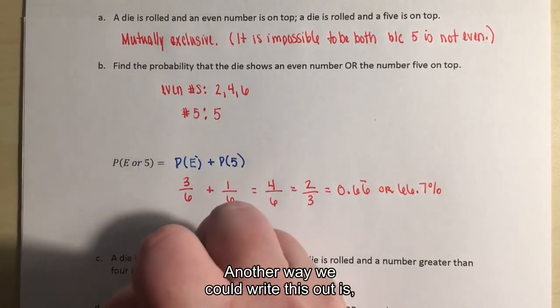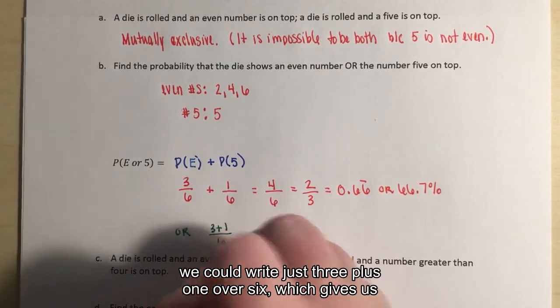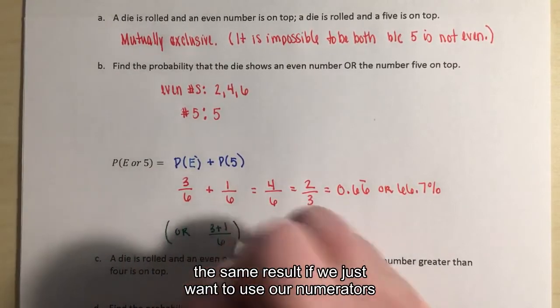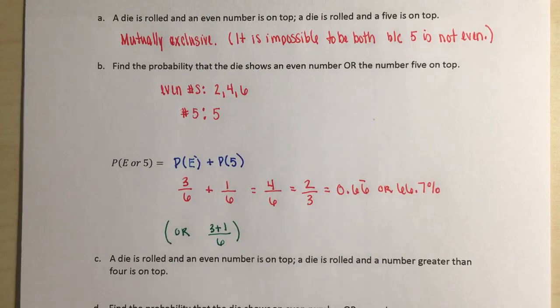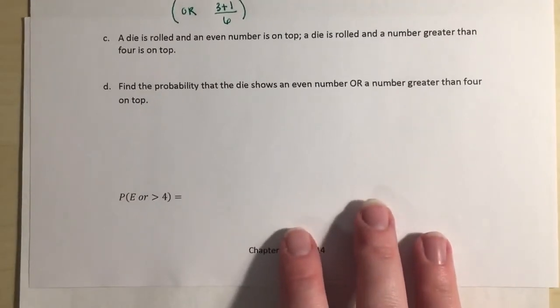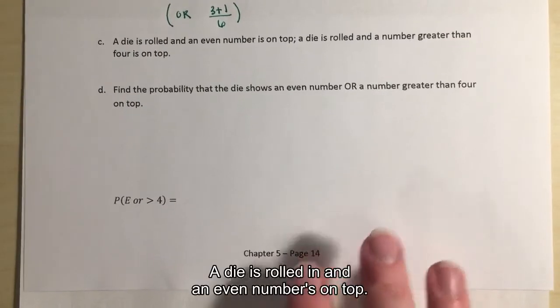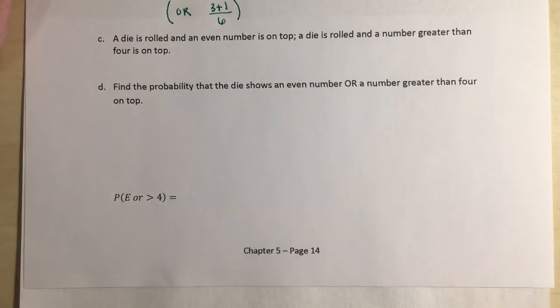Another way we could write this out is we could write just 3 plus 1 over 6, right, which gives us the same result if we just want to use our numerators instead of our individual probabilities. Either way works. All right, so let's go through another example. All right. A die is rolled and an even number is on top. A die is rolled and a number greater than 4 is on top.